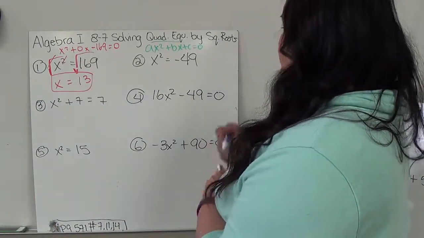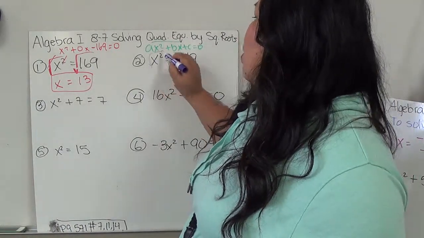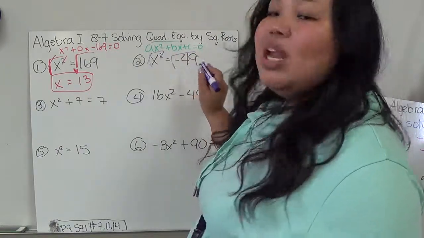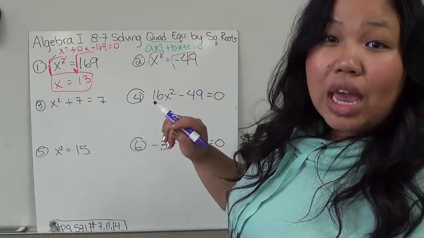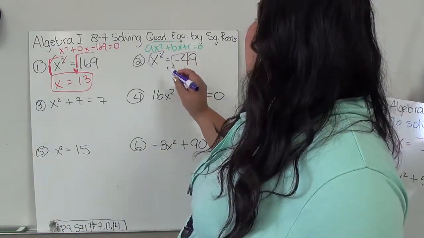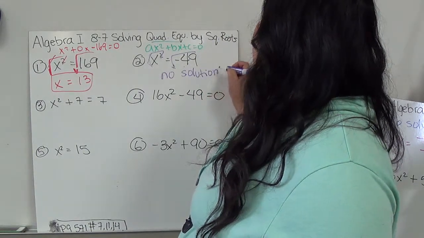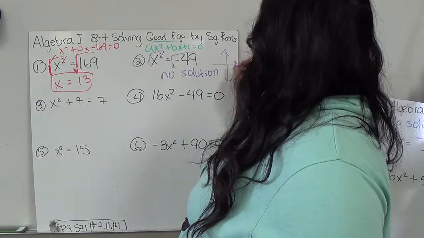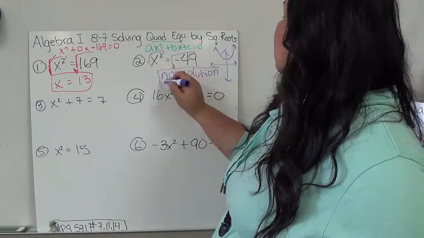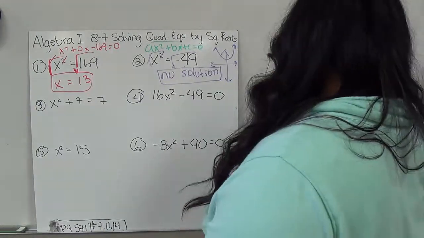All right? This one is a little trickier because I do the same thing as I did for that one. I square root both sides, but here's the thing. If you try to plug this into your calculator, it's going to say error because you cannot square root a negative number. That means there is no solution. That means the graph does not hit the x-axis at all. No solution when you're ending up with the square root of negative 49.